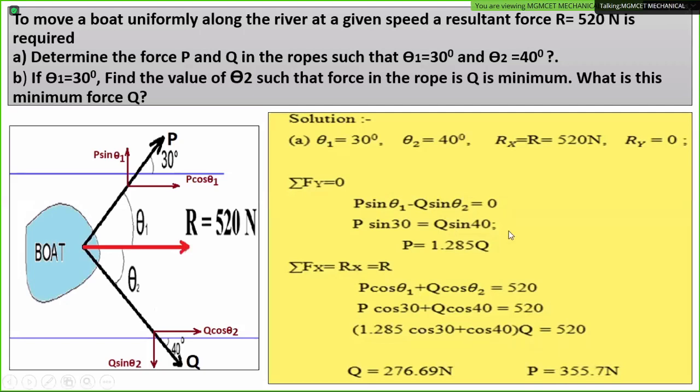The next, second part he is asking: if theta 1 is 30 degrees, so theta 1 is kept as it is here. We are not changing theta 1, 30 degrees. You have to find out the value of theta 2. This first part is over. First part of the question is over.